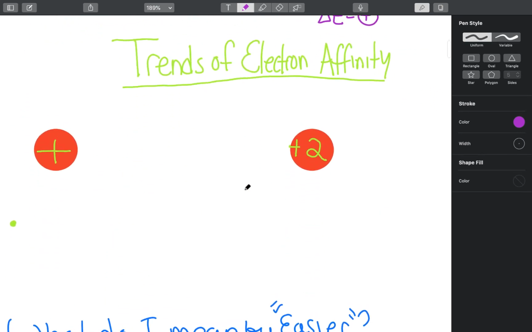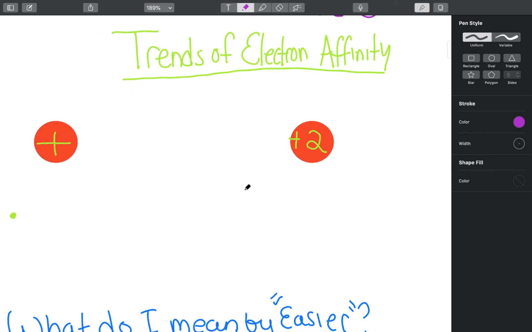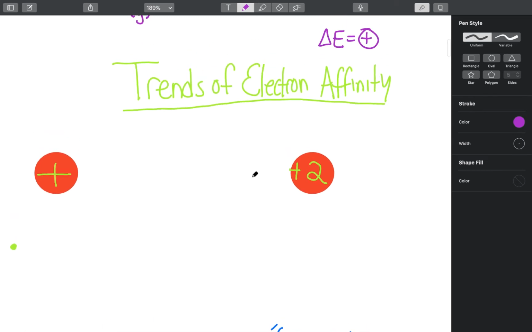So now let's talk about the trends of electron affinity. So imagine that you have a positive 1 nucleus and a positive 2 charged nucleus. Now, which nucleus do you think will be easier to add an electron to? Hopefully you said the positive 2 charged nucleus.